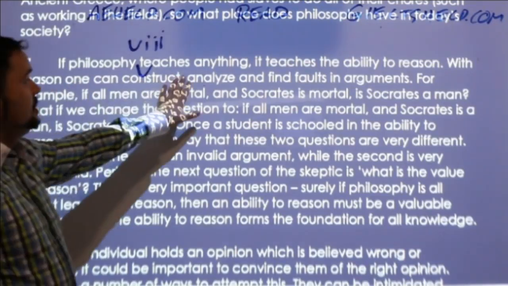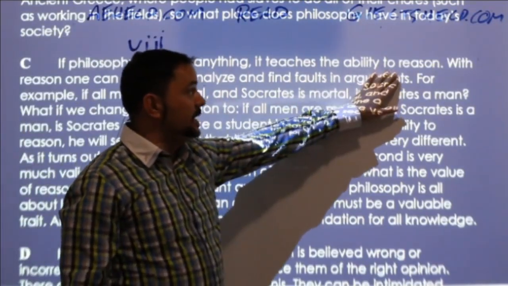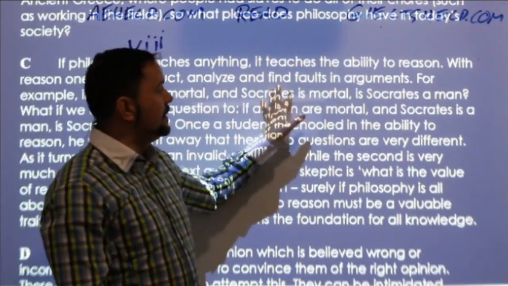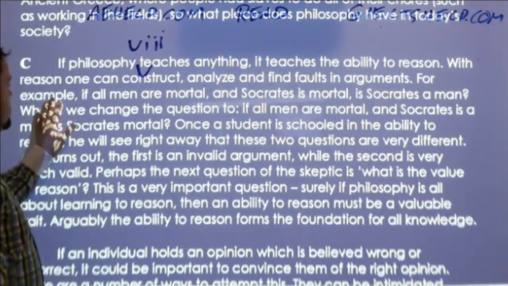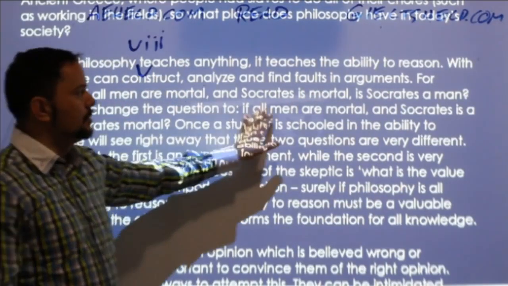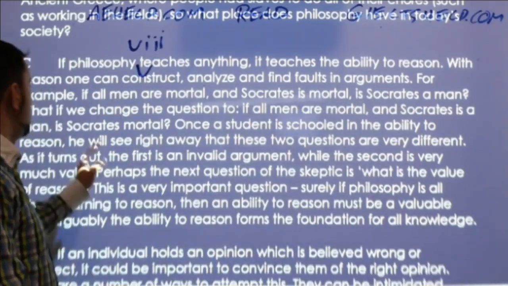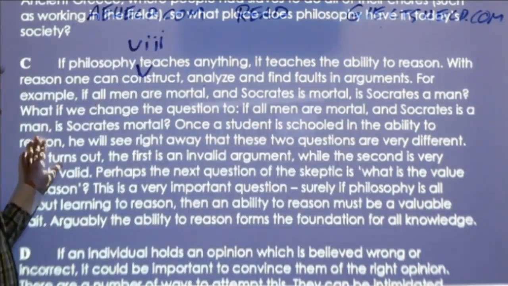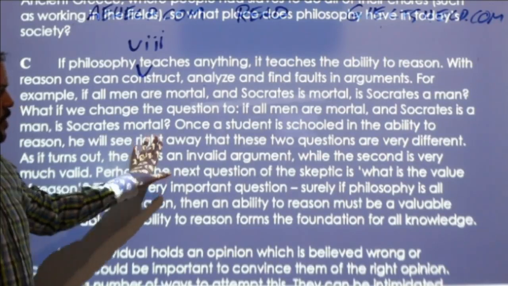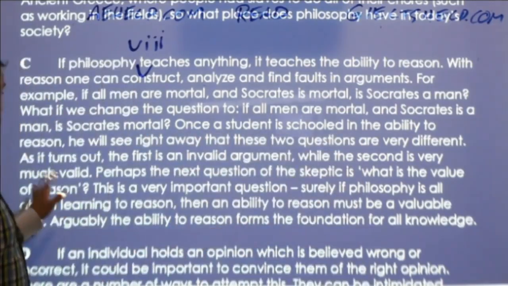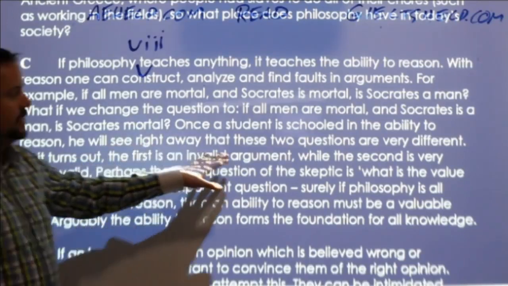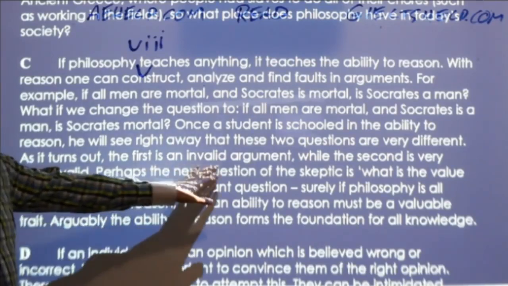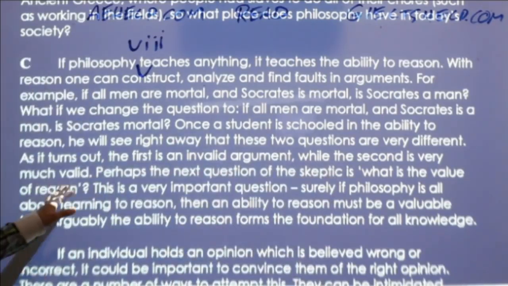If philosophy teaches anything, it teaches the ability to reason. With reason, one can construct, analyze, and find faults in all arguments. For example, if all men are mortal and Socrates is mortal, is Socrates a man? What if we change the question to, if all men are mortal and Socrates is a man, is Socrates mortal? Once a student is schooled in the ability to reason, he will see right away that these two questions are very different. As it turns out, the first is an invalid argument, while the second is very much valid.